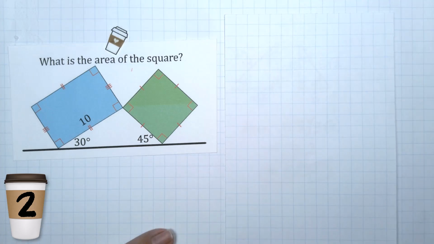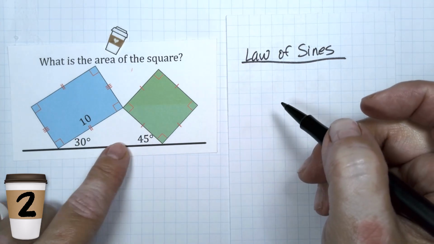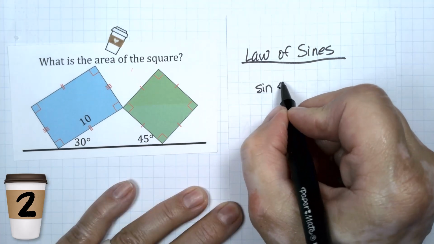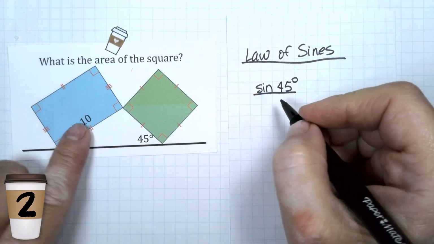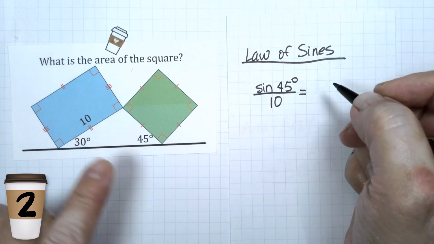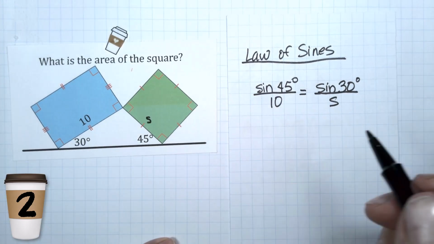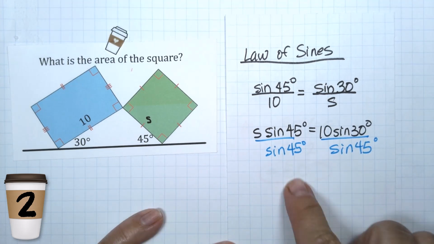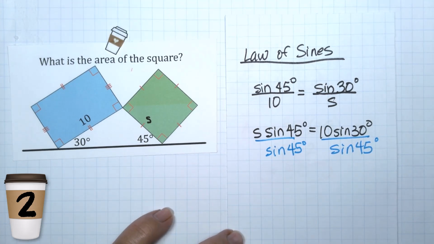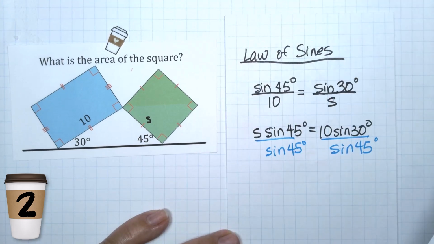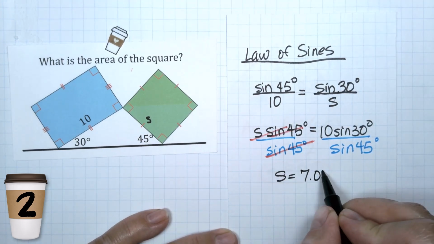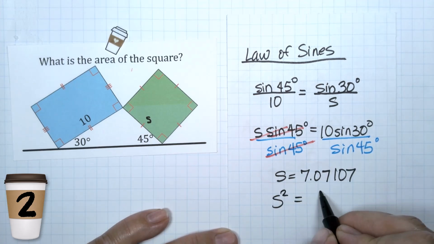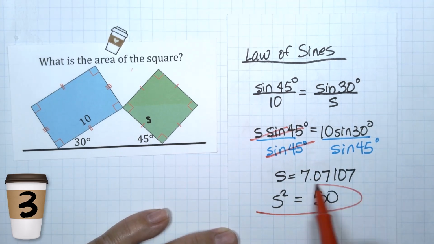Okay, we're going with law of sines. To use the law of sines, you don't need to drop the perpendicular, because you use the law of sines when you don't have a right triangle. The sine of 45 degrees over its opposite side equals the sine of 30 degrees over s. Then you cross multiply. You end up doing the same move again, so I don't need to redo that. We just did it, and there it is, 7.07107. So s squared is going to equal 50.